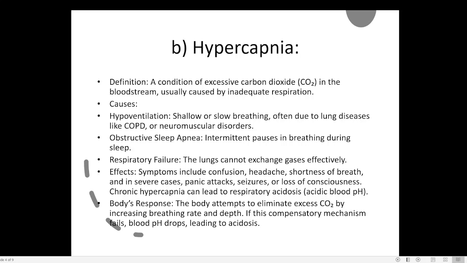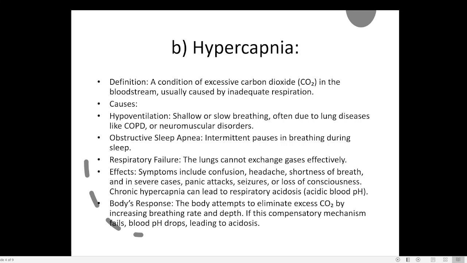One is hypoventilation, a low breathing rate. That is shallow or slow breathing, often due to lung disease like COPD, chronic obstructive pulmonary disease, or other neuromuscular disorders. Here the breathing rate will be very slow, so that the body may not be able to pump out the carbon dioxide sufficiently. So some amount of carbon dioxide may be retained in the body or in the blood. There are a number of reasons for that.